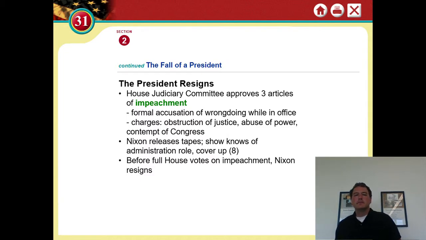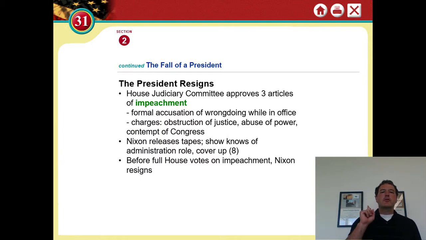Meanwhile, the House Judiciary Committee, which is the first group charged by the Constitution to investigate wrongdoings of a sitting president while in office, approved 3 articles of impeachment. These are formal accusations of wrongdoing while in office, through obstruction of justice, abuse of power, contempt of Congress. Each of these 3 would be grounds for impeachment, but he has committed all 3.